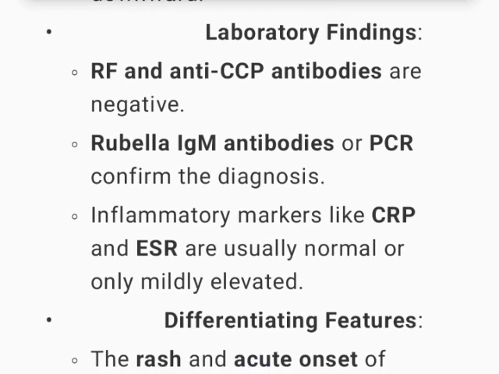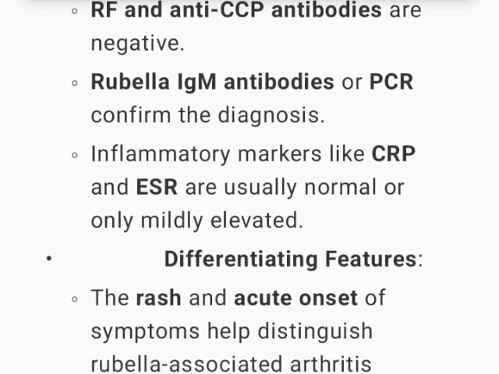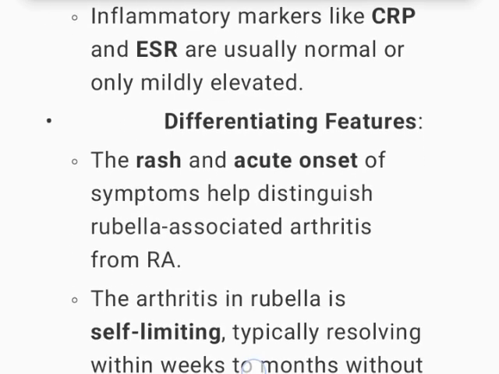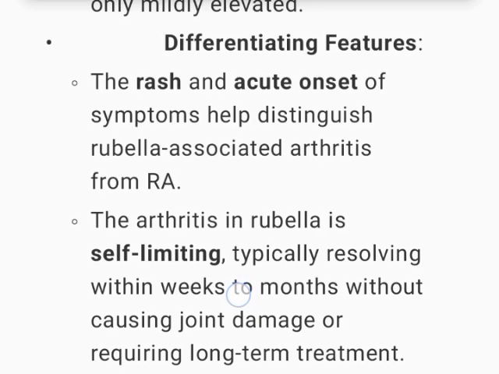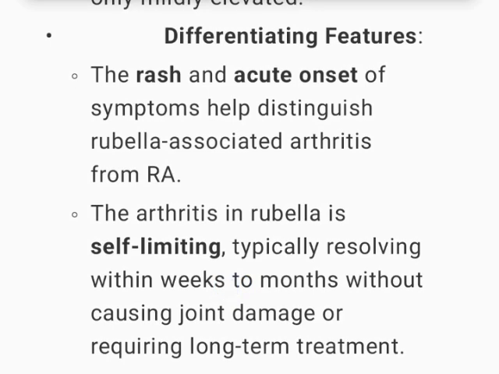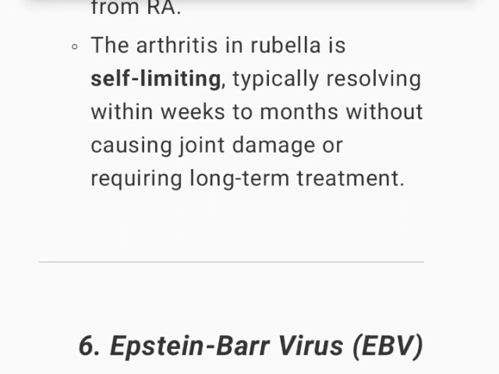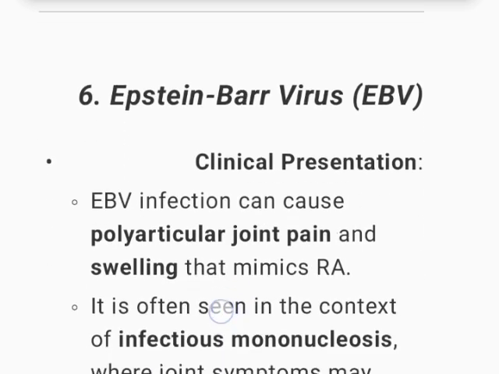Rubella IgM antibodies, or PCR, confirm the diagnosis. Inflammatory markers like CRP and ESR are usually normal or only mildly elevated. Differentiating features: the rash and acute onset of symptoms help distinguish rubella-associated arthritis from RA. The arthritis in rubella is self-limiting, typically resolving within weeks to months without causing joint damage or requiring long-term treatment.